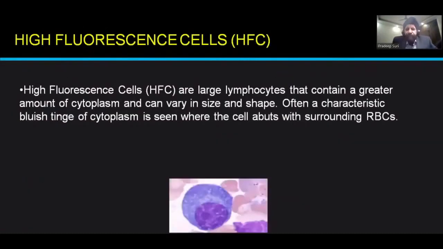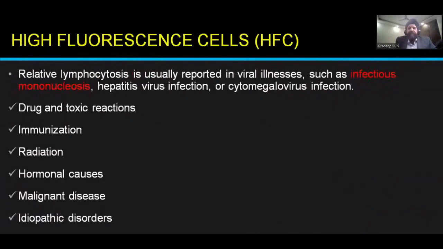Next we have the high fluorescence cells. As I earlier told you, these are large lymphocytes that contain a large amount of cytoplasm. Often there is a characteristically bluish tinge of cytoplasm. This relative lymphocytosis is usually seen in viral illnesses, primarily infectious mononucleosis, hepatitis, cytomegalovirus, dengue infection, and now also in COVID infection. These can also be seen in drug and toxic reactions, immunization, radiations, hormonal causes, certain malignant diseases, idiopathic disorders, certain autoimmune disorders, and graft rejections.